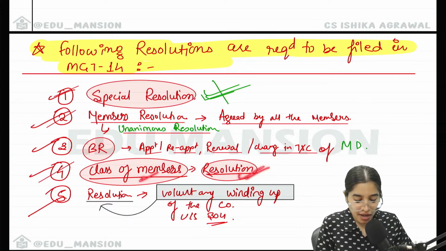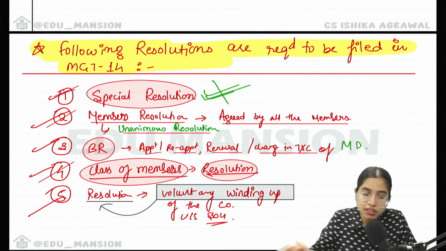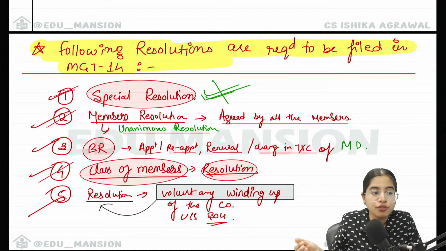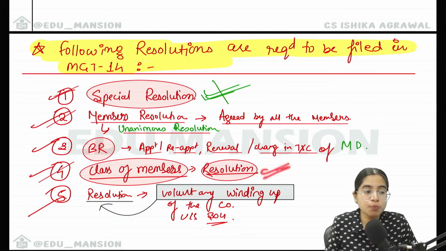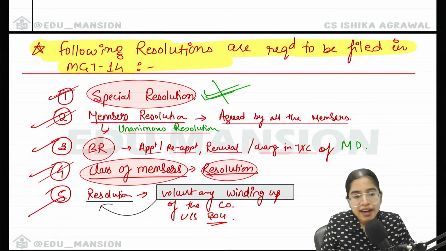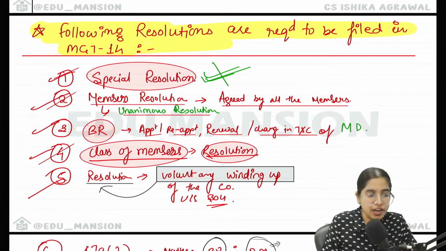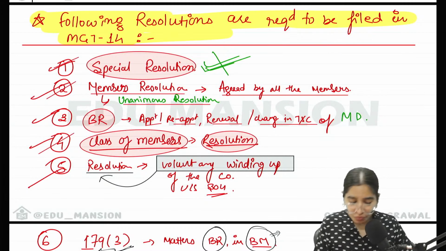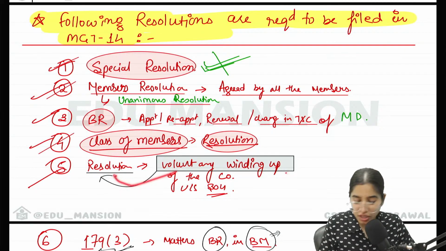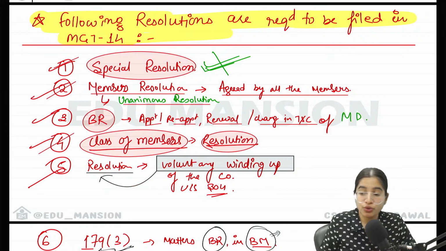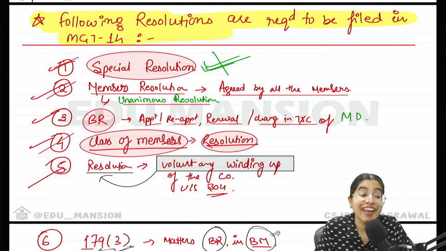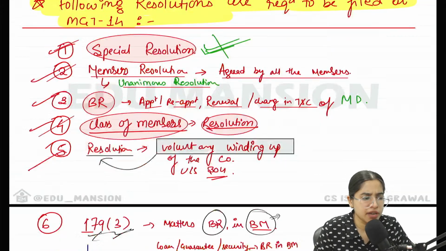If any resolution is passed by a class of members, sometimes we do only a class meeting of only a class of members. Then if any resolution is passed by only a class of members, that class resolution should also be filed to the ROC within 30 days in MGT 14. Next, if we are passing a resolution for voluntary winding up under section 304, you have studied about voluntary winding up in your SBEC part C, right? So if you pass a resolution for voluntary winding up of the company, that resolution also has to be filed to the ROC within 30 days in the form MGT 14.